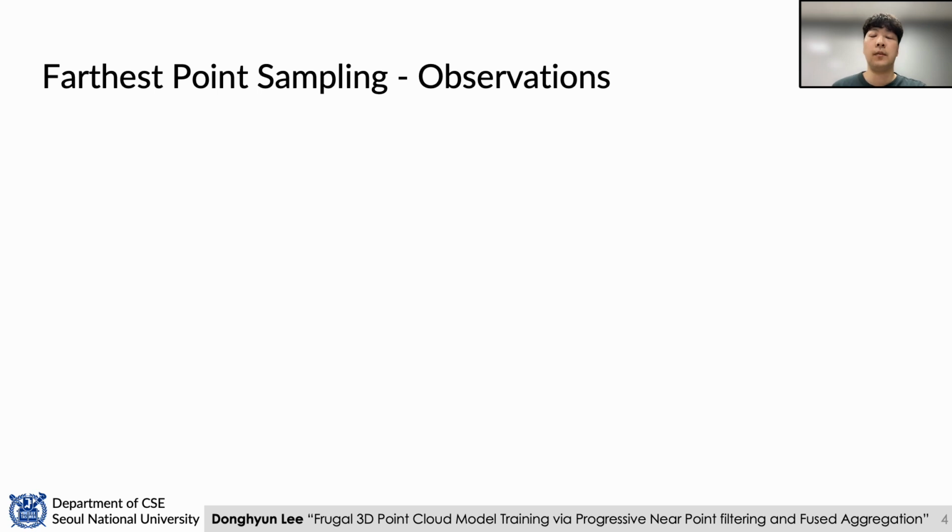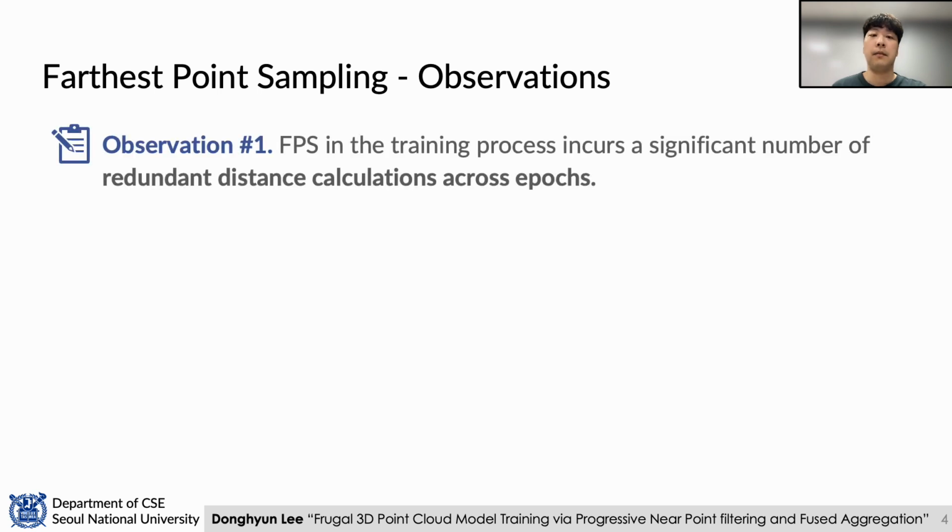First, we look at farthest point sampling. We make two key observations by examining FPS from a training perspective. First, since the coordinates of the input points do not change throughout the training process, redundant distance calculations of FPS are performed for the same input every epoch.